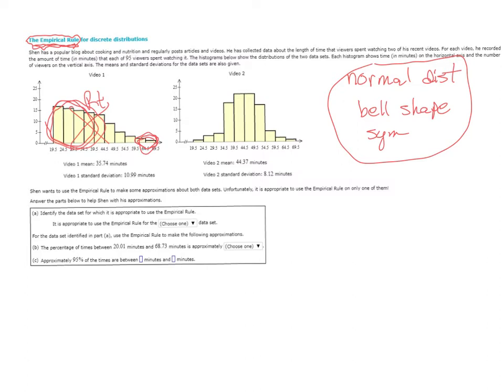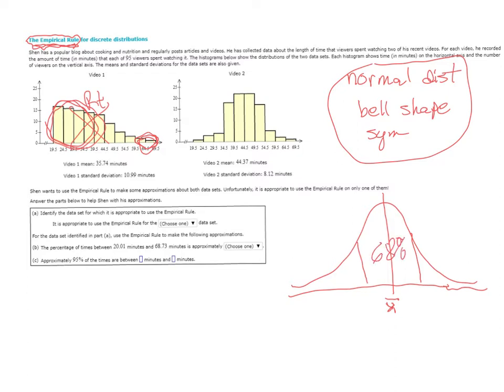All right, so the empirical rule says this. If you have a normal distribution, so you have a bell curve, the mean is going to be right in the middle. I'm going to use my symbol for mean here. And then if you move out one standard deviation on both sides of the mean, 68% of your data is going to fall within that range.